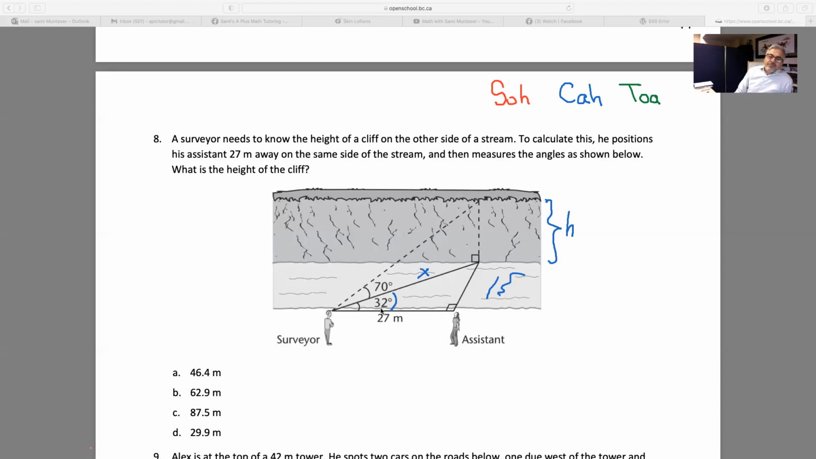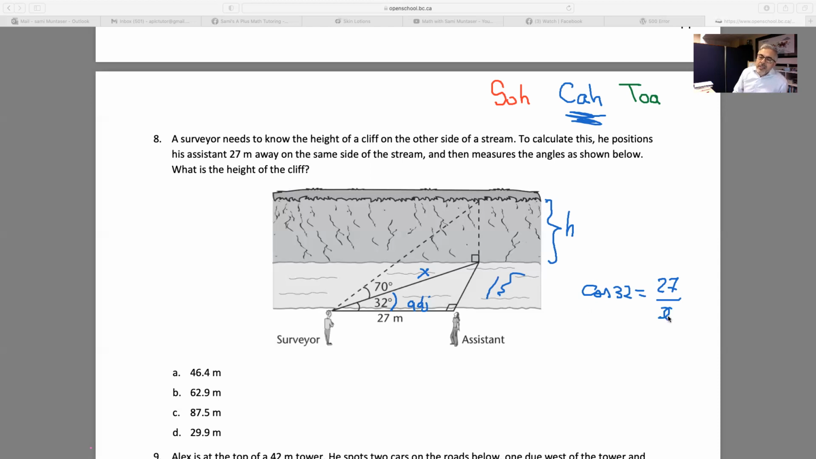So to find x in this right angle triangle right here, I have 32 degrees right here. I have the side that's adjacent to 32, which is the 27. And x would be the hypotenuse because it's the longest side and it's opposite to the right angle. So adjacent and hypotenuse, that's CAH. So cosine of 32 degrees would equal the adjacent, which is 27, over x, what I'm looking for, which is the hypotenuse.